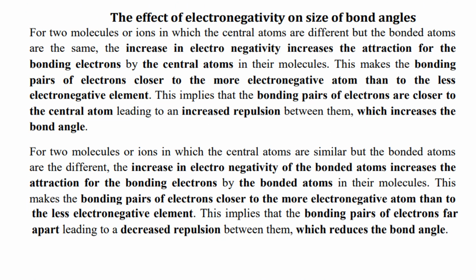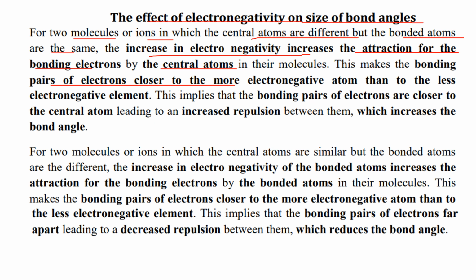Now continuing, we are going to be looking at the effect of electronegativity on the size of the bond angles. You're going to see that for two molecules or ions in which the central atoms are different, but the bonded atoms are the same, the increase in electronegativity increases attraction for the bonding electrons towards those central atoms. And once that happens, it makes the bonding pairs of electrons become closer to each other.